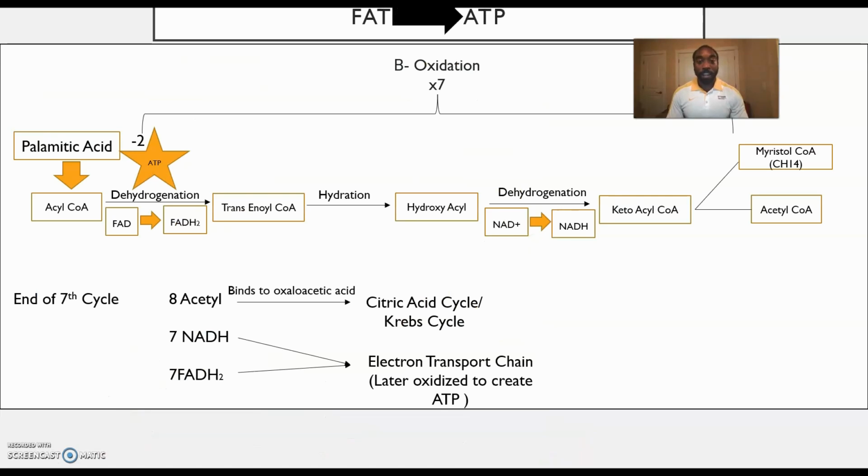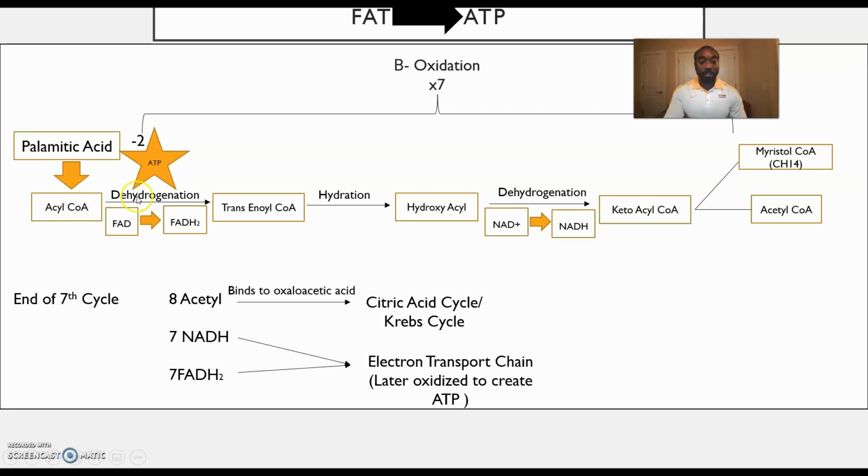Next is fat and ATP. So we'll be discussing the beta oxidation, which occurs 7 times. First, we have palmitic acid, which takes 2 ATP away, which then produces acyl CoA.